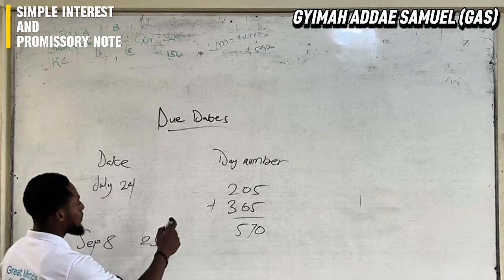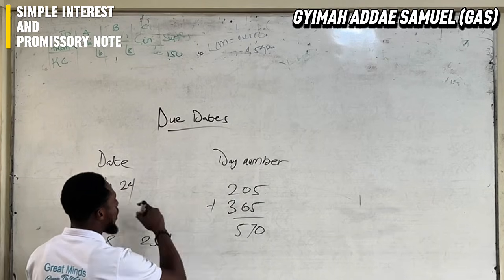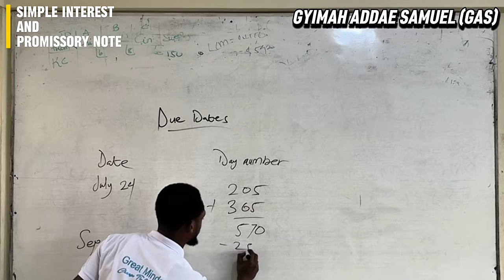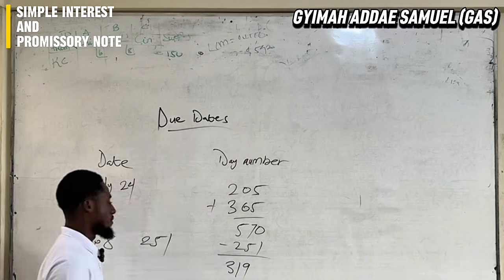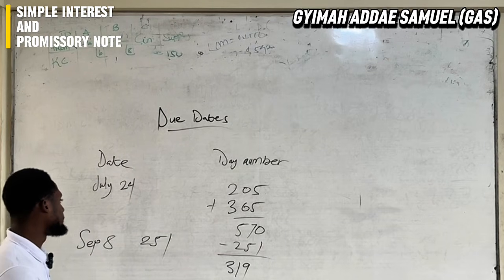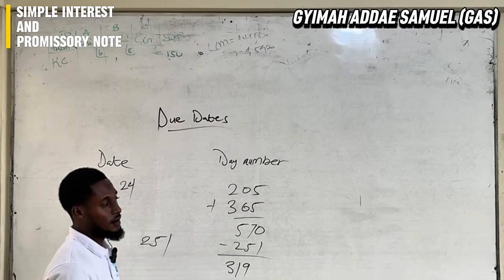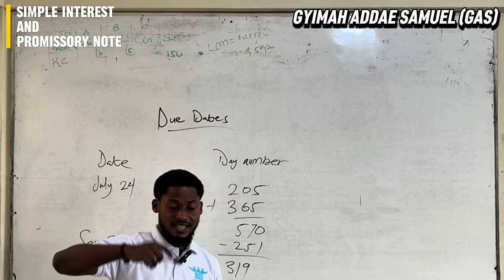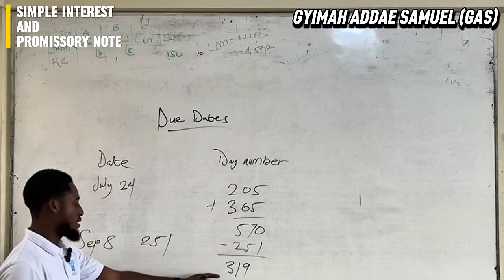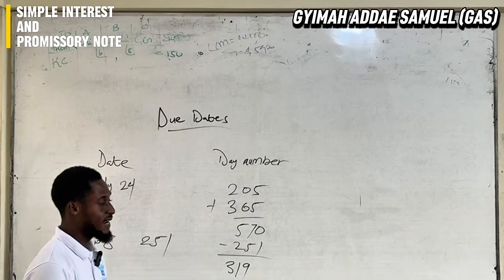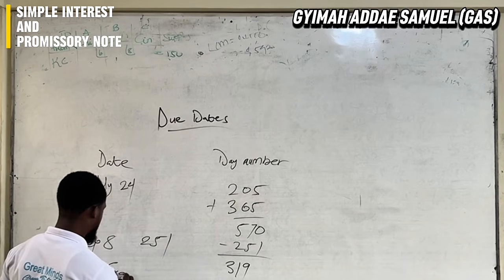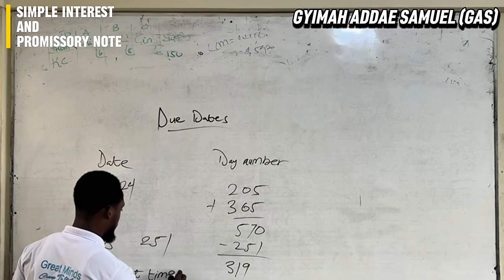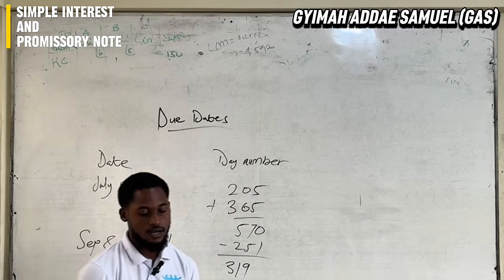So after getting the day number, which is 251, you subtract it from the sum of the day number of July 24th and 365 for extending into the next year, and you are getting 319. 319 is your exact time.